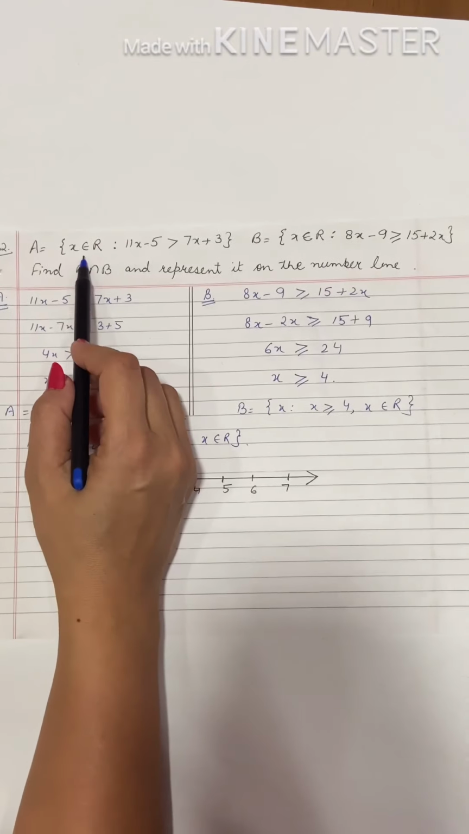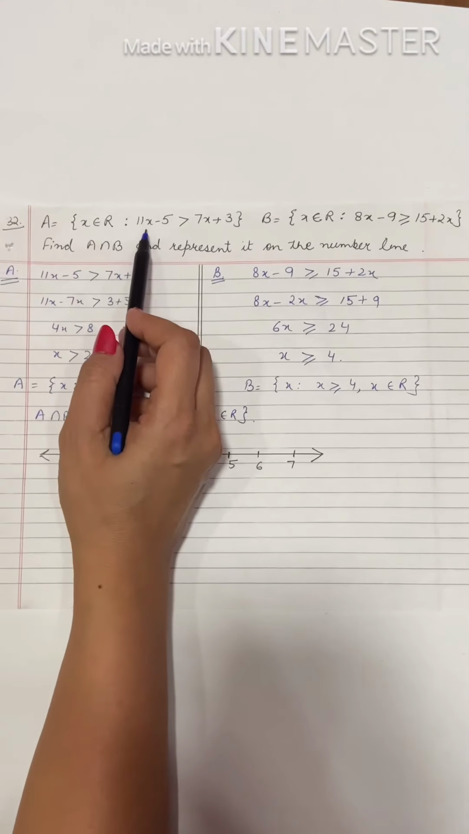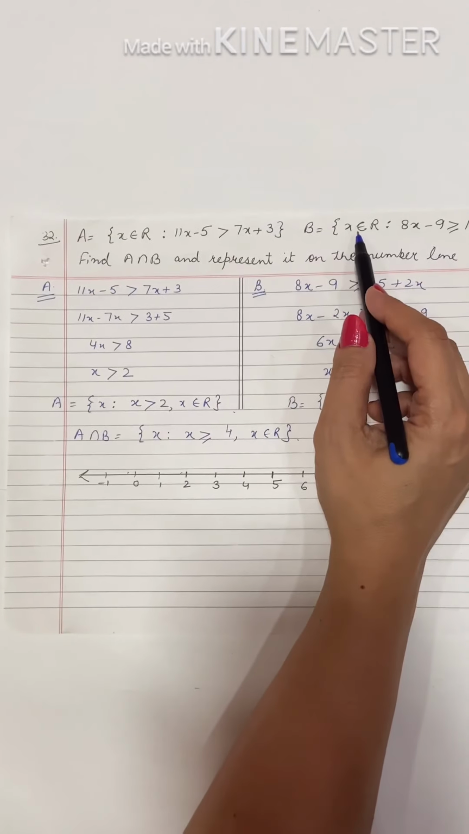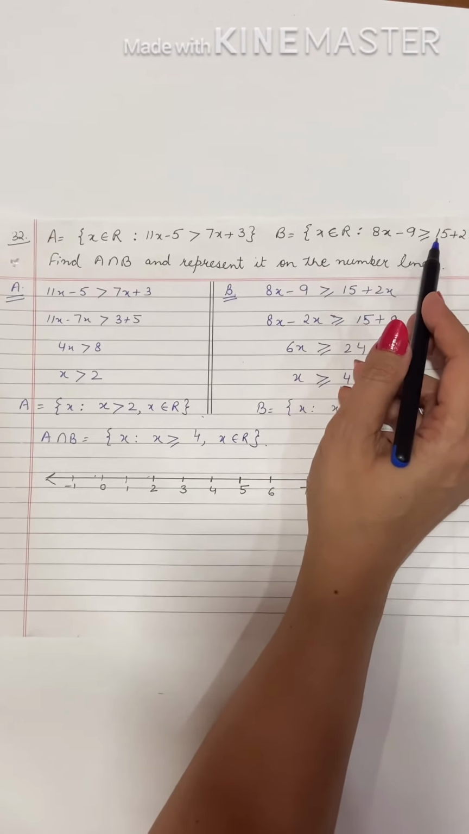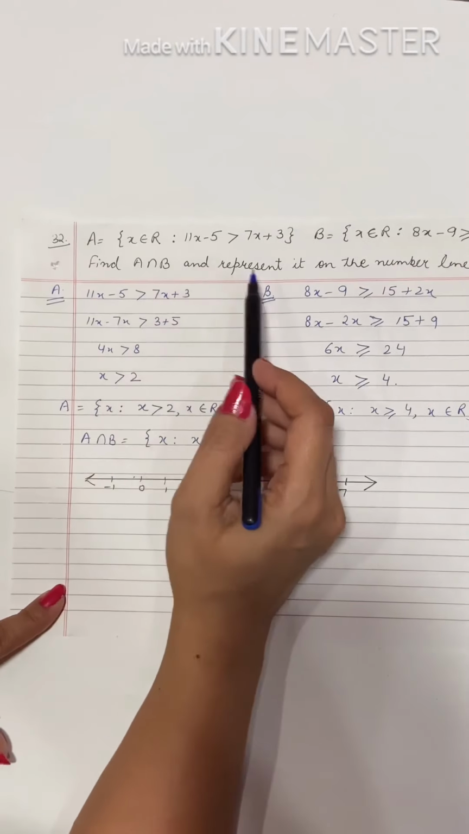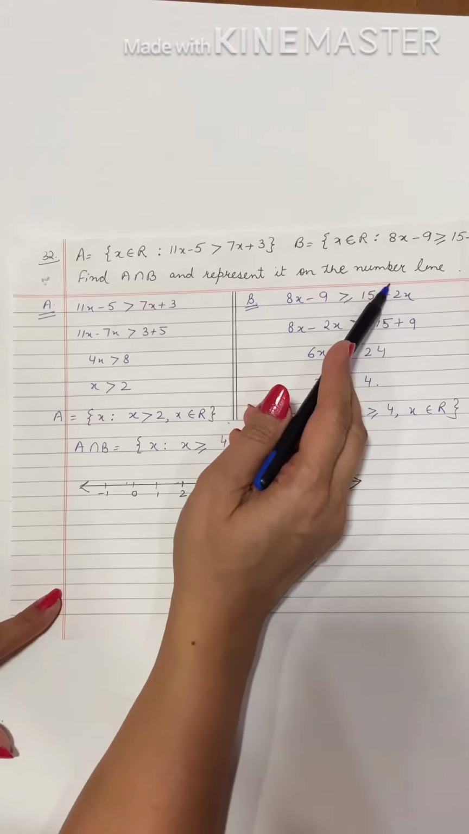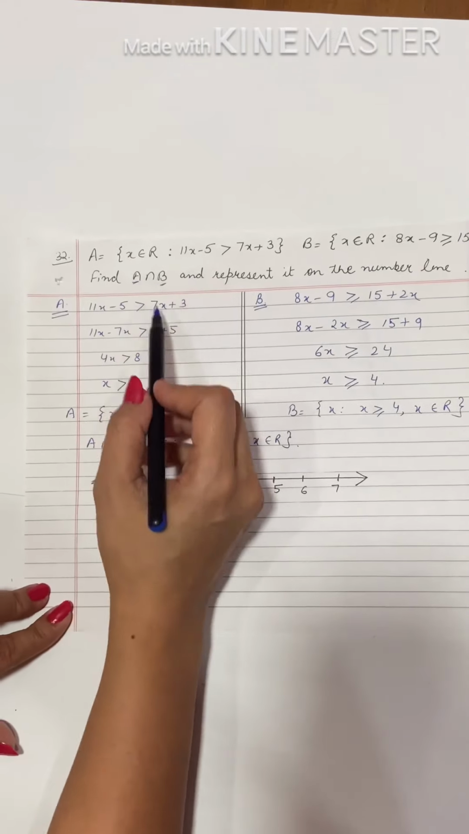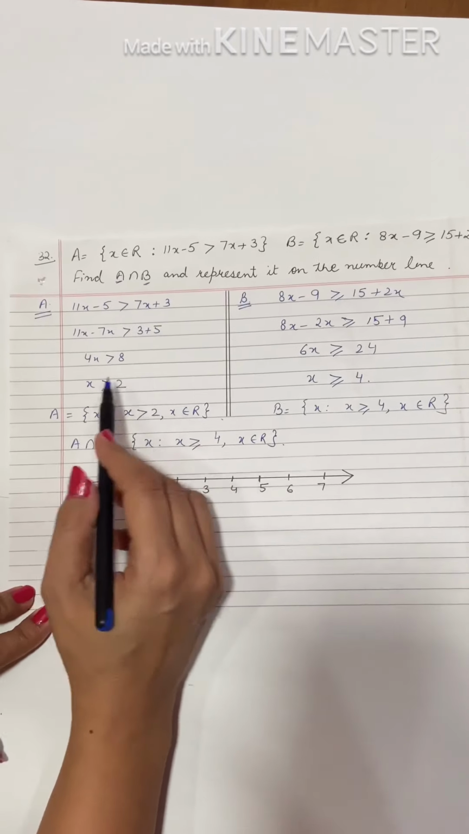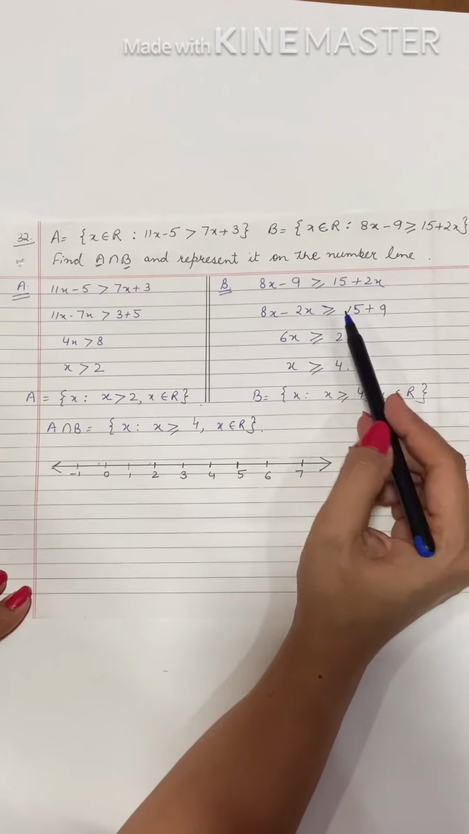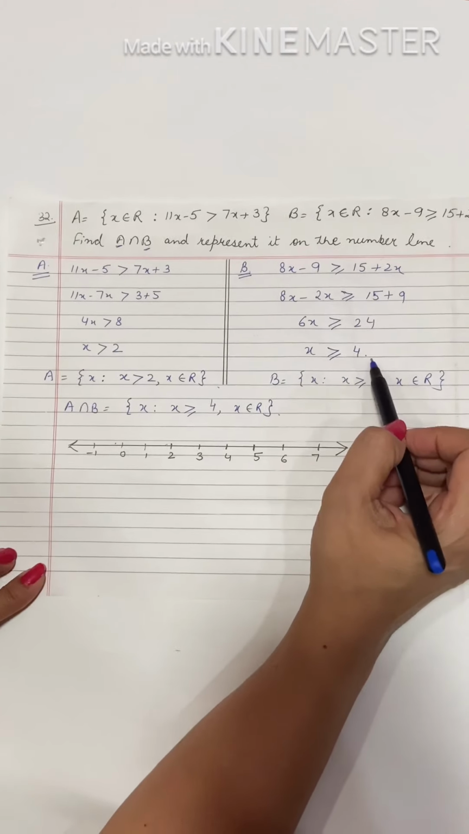In this, A is given, x belongs to R and this is the linear inequation, and similarly for B the inequation is 8x minus 9 is greater than or equal to 15 plus 2x. You have to find A intersection B and represent it on the number line. So the first thing is we need to find out what is A and what is B. For that I have solved these linear inequations. Here we are getting x is greater than 2. Similarly, by solving the second one, we are getting x is greater than or equal to 4.